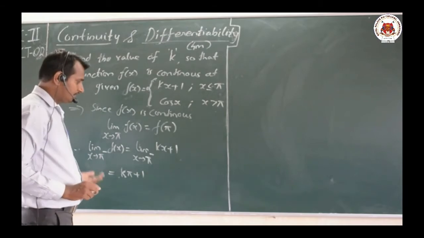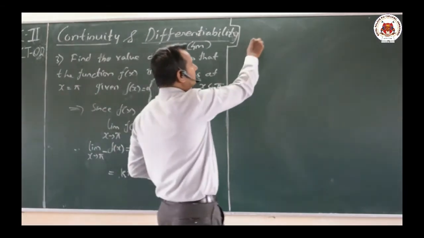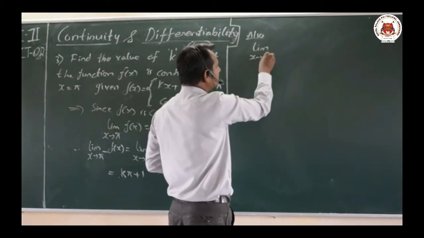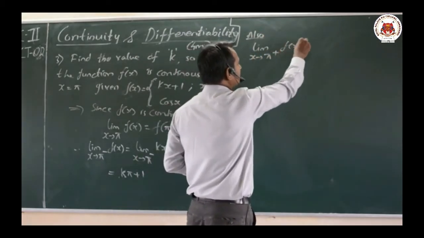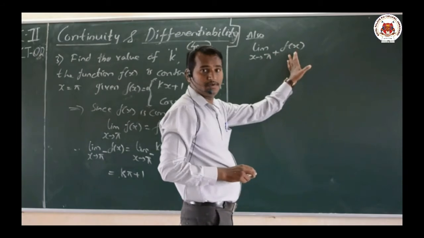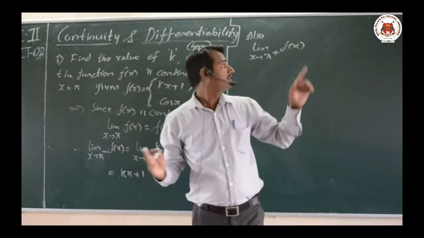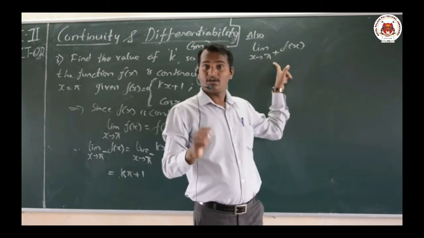Now we shall move to the right hand limit. Right hand limit means limit as x tends to pi plus of f of x. For the right hand limit, the function f of x value is that for x greater than pi, not pi, greater than pi.